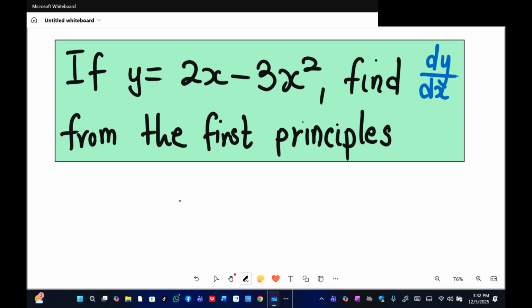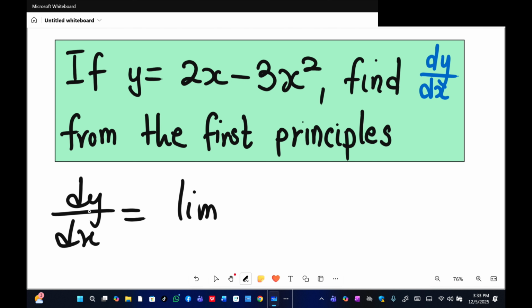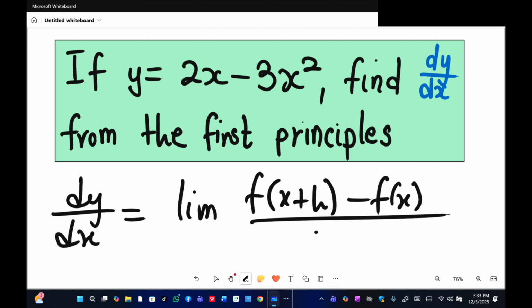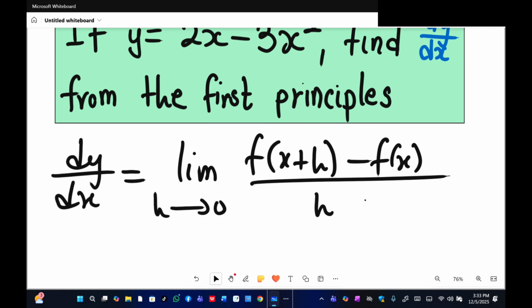So the formula here is dy/dx must be equal to the limit of f of x plus h minus f of x, all divided by h as h approaches 0. So we need to find the components in the formula. Then after that we can substitute their components, and at the end we just take the limit of what we have substituted to get the dy/dx. All right, so let us continue and do that.